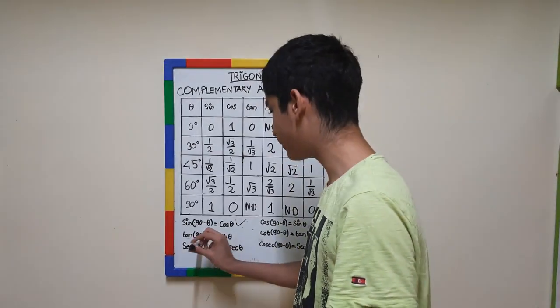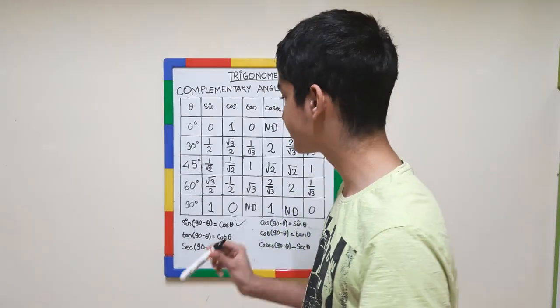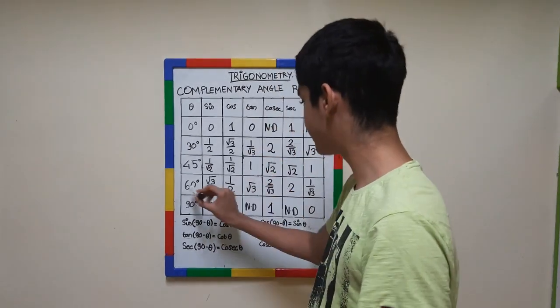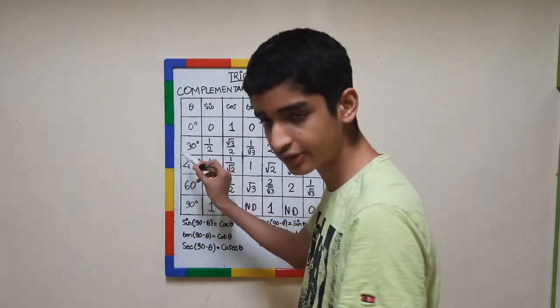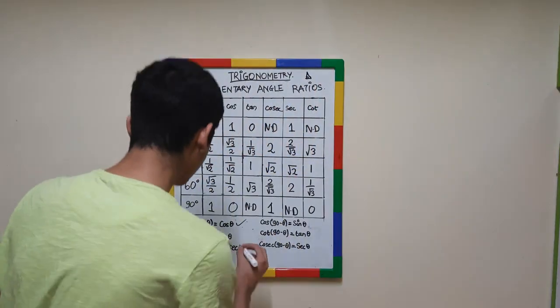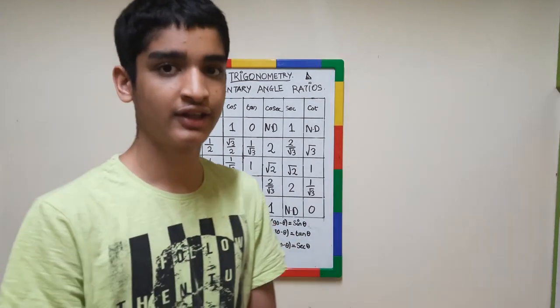So tan 90 minus 30, that's tan 60. So tan 60 should be equal to cot 30, correct? Okay, let's see. Tan 60 is root 3 and cot 30 is root 3. Correct? Root 3 is equal to root 3. So we can say that this identity is also correct. And again, it has its inverse. Okay, moving on to the third and final identity.